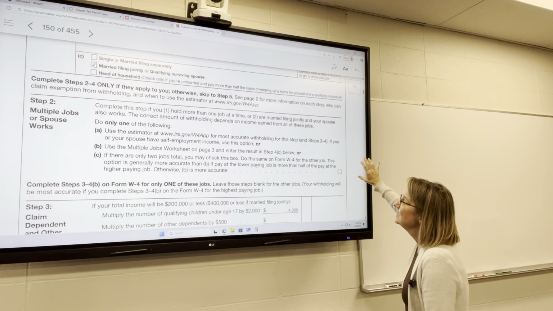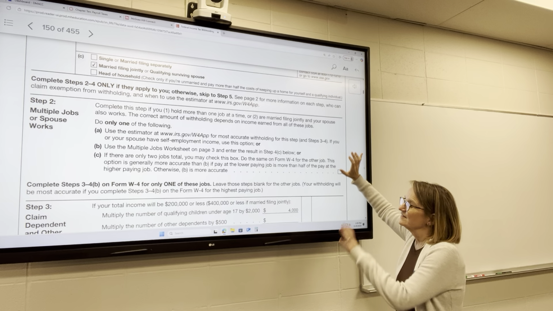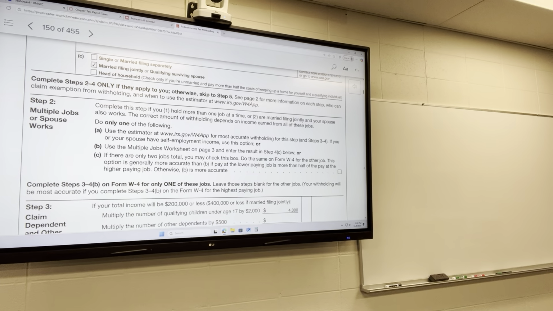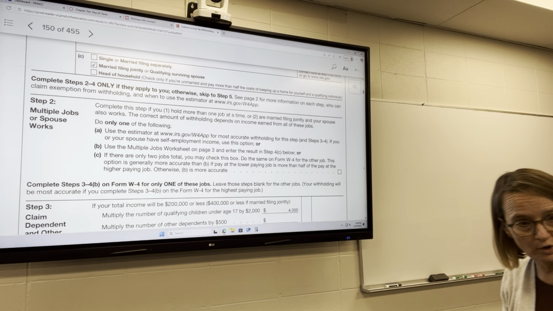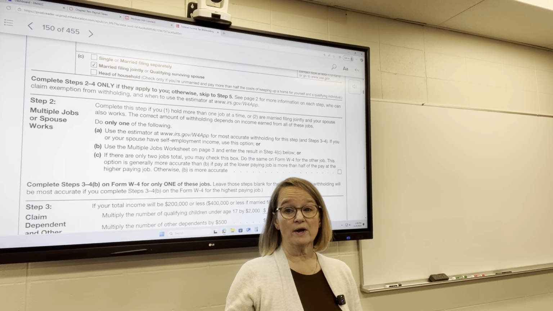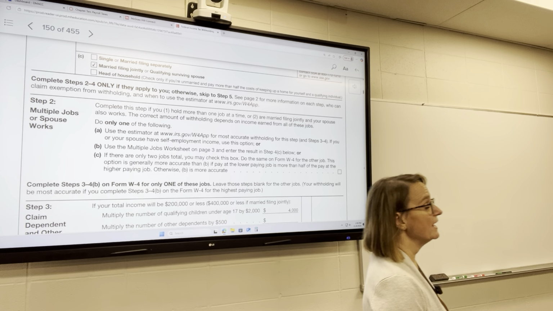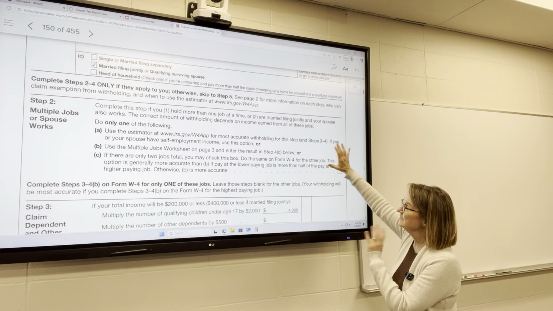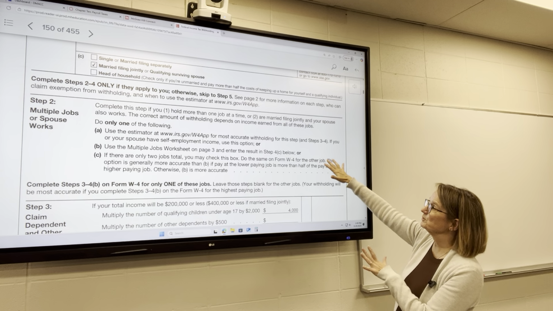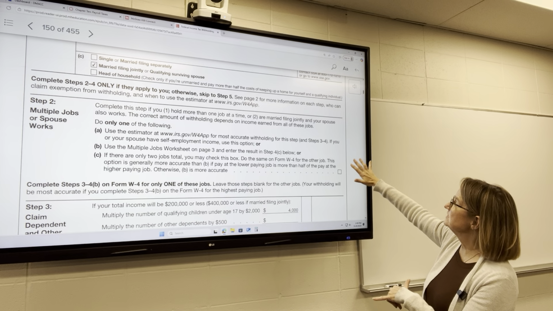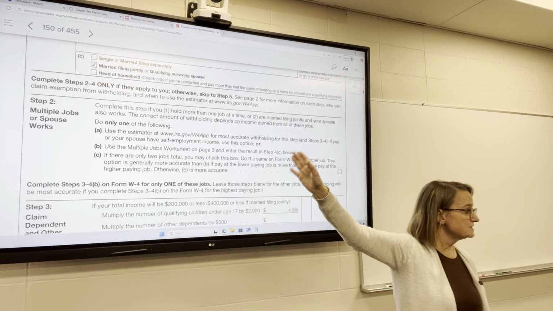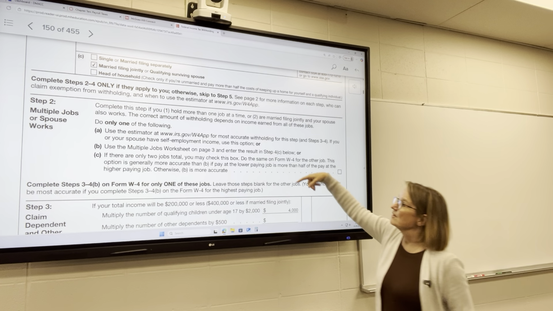Now there are different, this section is filled out if there is more than one job or if the spouse also works. So if the single individual has more than one W-2 job, then they would need to complete this section. Complete this step if you hold more than one job at a time, or you're married filing jointly and your spouse also works. There are three different ways that this section can be filled out.